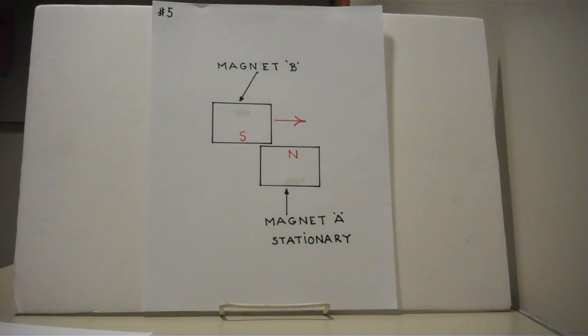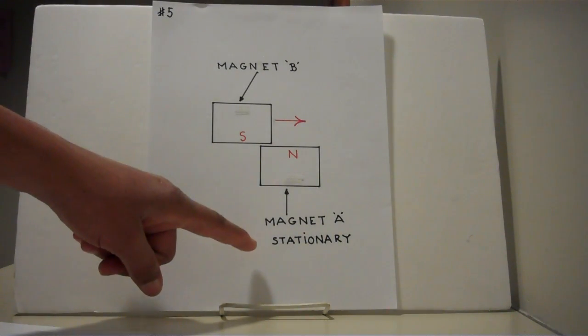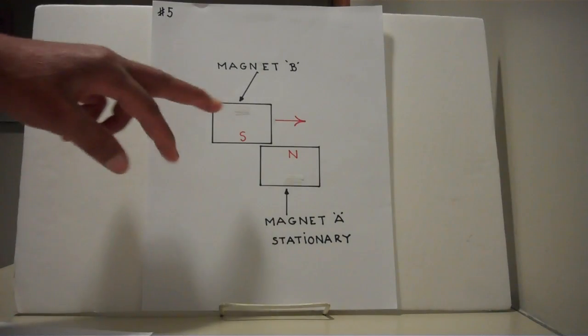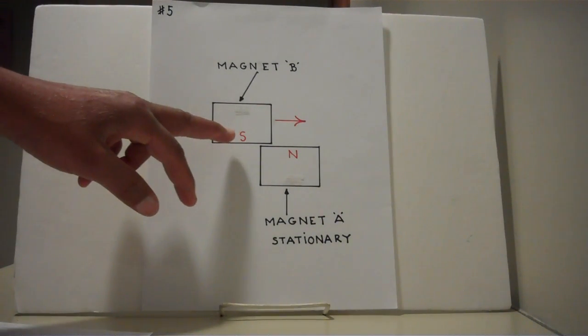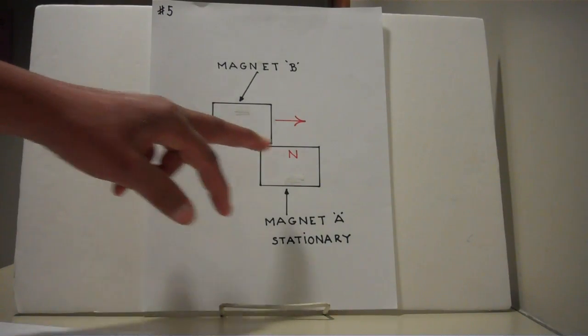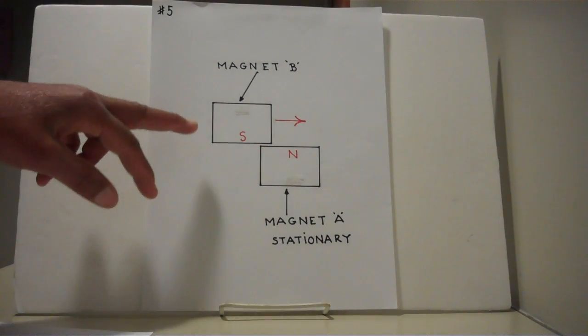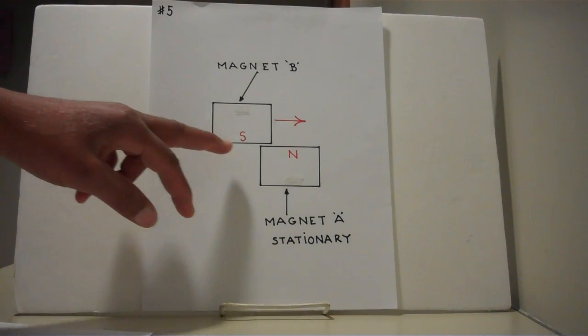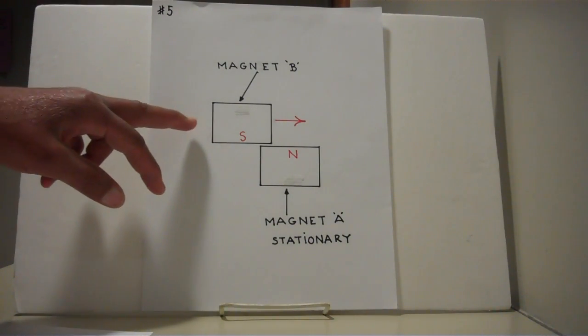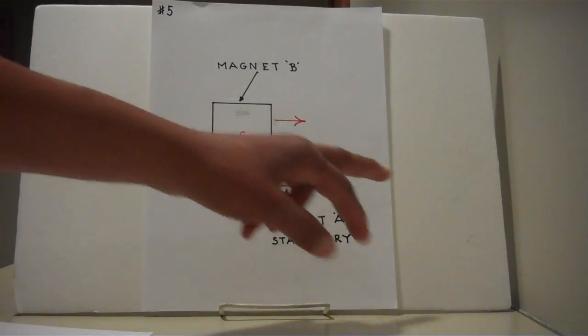Number five, magnet A is stationary. Magnet B can move, as you see on the arrow. When they are attracting, S and N, south and north, and magnet B is let go of, it automatically, under the attractive force of the magnet, slides over magnet A.